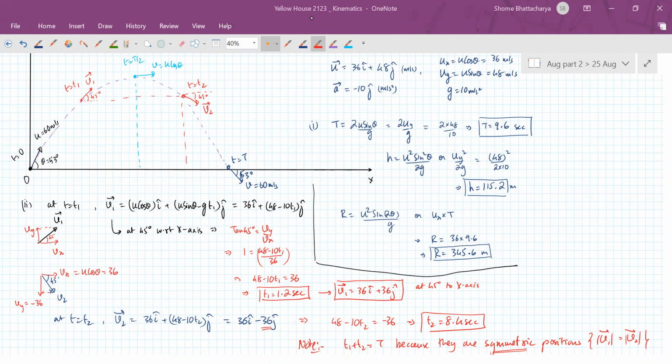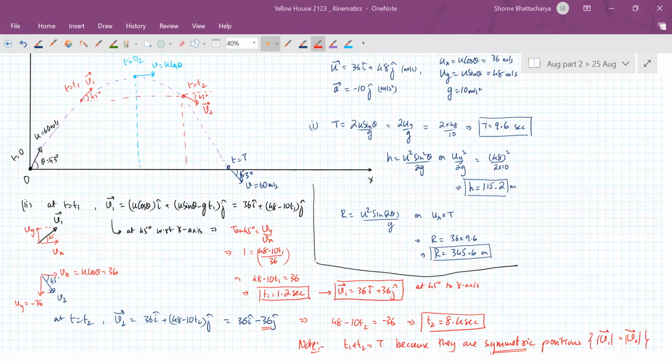Yes, Rohan, to find T2, we are using the same type of concept. Look at the vector diagram over here, which I've drawn for V2. You can see that if this angle is 45, the vertical component has to become minus 36, no? So that this angle is 45. So tan 45 is the magnitude of this vertical component divided by the horizontal. So Vy is becoming minus 36, you can see here.